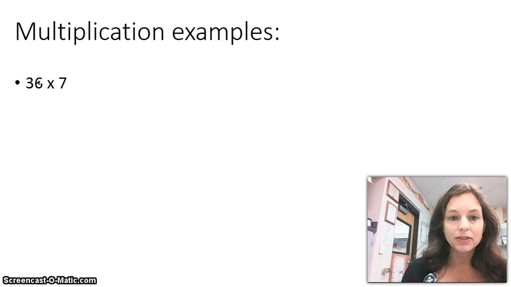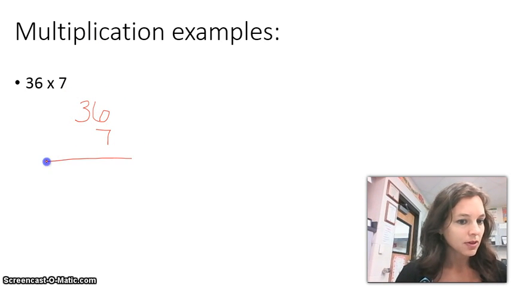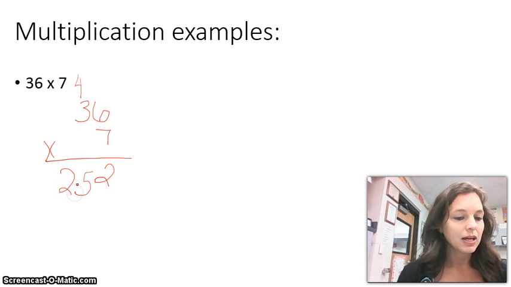All right, we have no vocabulary this time, so let's just go on to some multiplication examples. We have 36 times 7. The way we would solve this is by rewriting it vertically, drawing our line, write our symbol. 7 times 6 is 42, so I want to carry the 4, bring down the 2. 7 times 3 is 21, plus 4 is 25. So I write that down in my answer, and I have 252. That's how you multiply. Easy peasy.